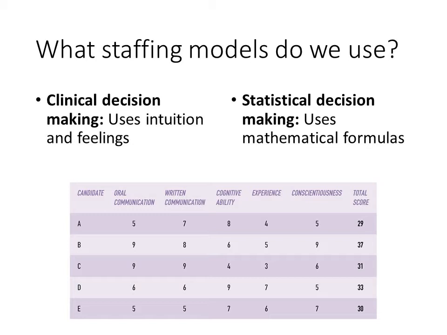On the slide, you can see an example of a statistical decision-making tool, where we have 5 candidates or applicants, A, B, C, D, and E. We've tested them across 5 dimensions: oral and written communication, cognitive ability, experience, and conscientiousness. Then we have a total score for each applicant. This example also illustrates a comprehensive staffing decision model.